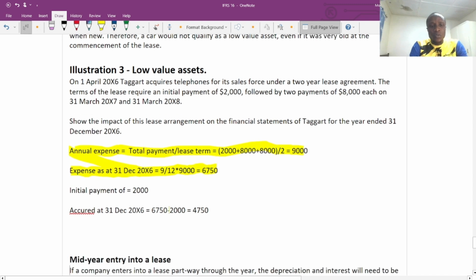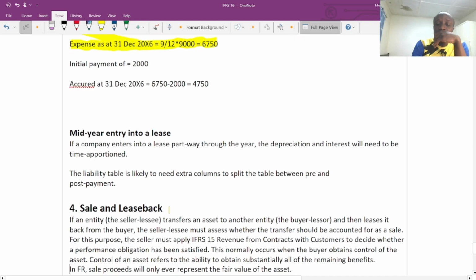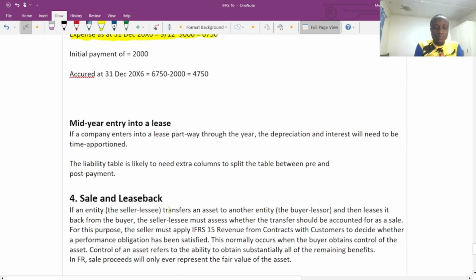So finally, we are going to look at entering into a lease mid-year. For example, our financial period is from the 1st January 20x2 to the 31st of December. Now, if the lessee entered into a contract on, let's say, 1st June, it means the lessee will need to account for a 6-month lease transaction in the financial statements: 6 months of right of use asset and 6 months of lease liability.